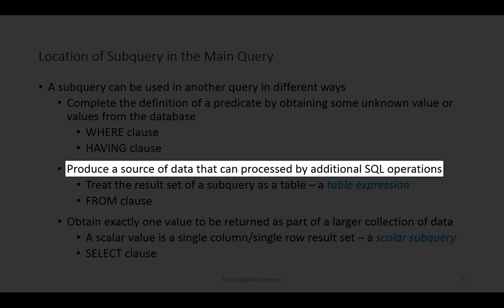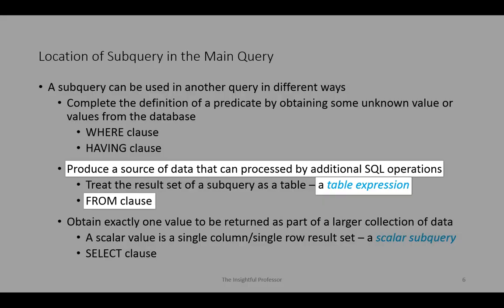Another possible use of a subquery, which affects where we would insert it within the main query, would be to produce a source of data that we could process with some additional operations. We effectively would take the result set of a query, say the result set of a subquery, and treat it as a table. This is referred to as a table expression. Where do you access a table? Well, you refer to the table within a from clause. This is the location within a select statement where we could insert a subquery which is going to generate a table that we can then process with additional operations.